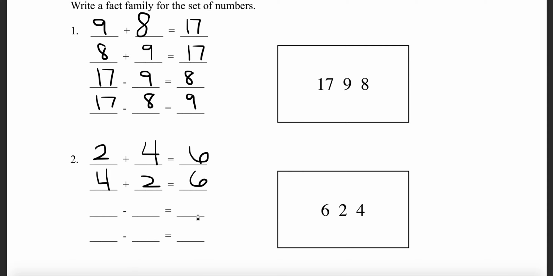Next, we're going to write subtraction sentences, and as you could see, it's true that 6 minus 2 is equal to 4. So we could write 6 minus 2 is equal to 4. And 6 minus 4 is equal to 2.